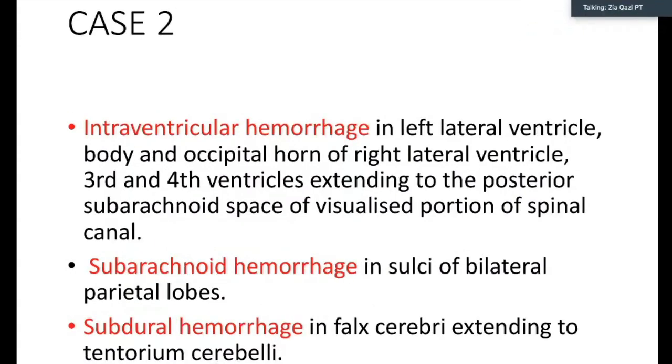So this is how you interpret a scan. You see the structure, you see the symmetry, and you see abnormality, then you correlate the abnormality. Is it diffuse? It can be blood. If it is non-diffuse, it can be tumor.